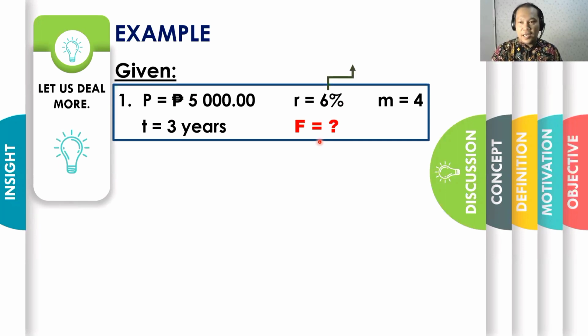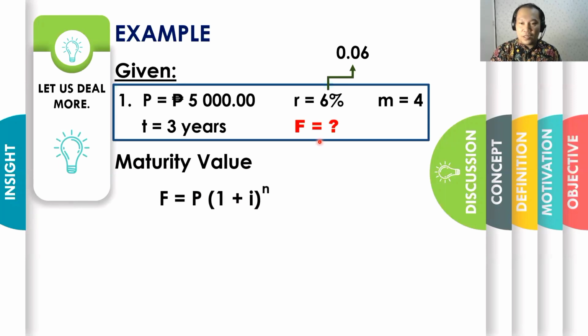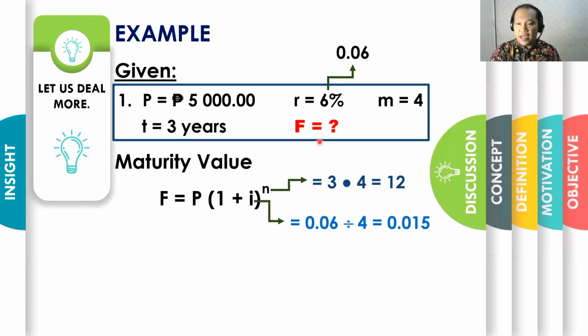To answer, first express 6% as a decimal. Then maturity value will be equal to P times the quantity (1 plus I) raised to N, and our N will be 3 times 4. That is 3 years times the conversion, which is 4. Therefore, we have 12. For the periodic rate, we have 0.06 divided by 4, which is 0.015.